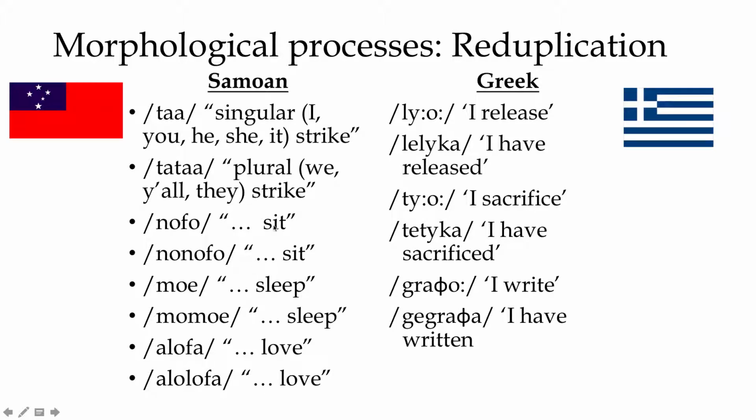I'm copying things. Greek does this to indicate the past completed form. Luo is I release. Le luka is I have released. Tuo is I sacrifice. Te tuka, I have sacrificed. Grapho is I write. Ge grapha is I have written. So I reduplicate the first consonant. I use it twice. I take this lu and do le luka. I take this tu, te tuka. I take this gra, ge grapho, right? And that's how I indicate that I've completed this action. So I'm copying something.